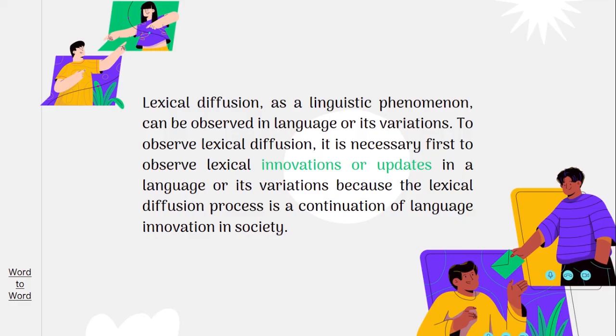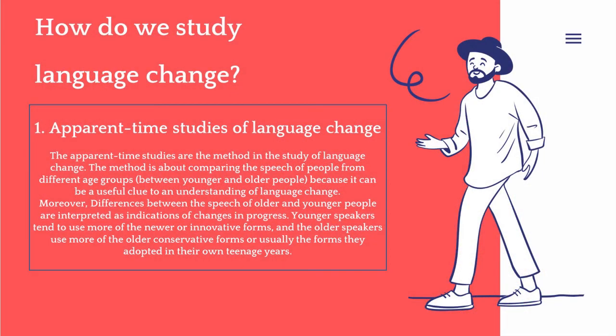In other words, lexical diffusion as a linguistic phenomenon can be observed in a language or its variations. To observe lexical diffusion, it is necessary first to observe lexical innovation or updates in a language or its variation, because the lexical diffusion process is a continuation of language innovation in society. How do we study language change?